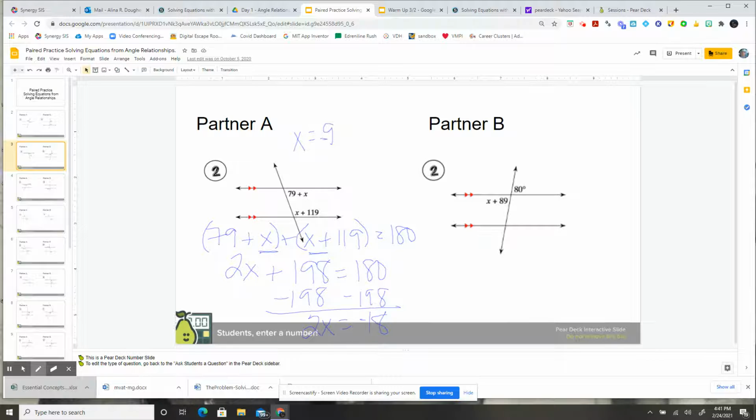Did you get x equals -9? Hopefully, I would double check. So if I put a -9 in here, 79 minus 9 is going to be 70. So my vertical angle would be 70, and -9 plus 119 would be 110. And that is going to work out because they're going to equal 180 degrees. Yours should have been equal to each other. So make sure you set vertical angles equal to each other.